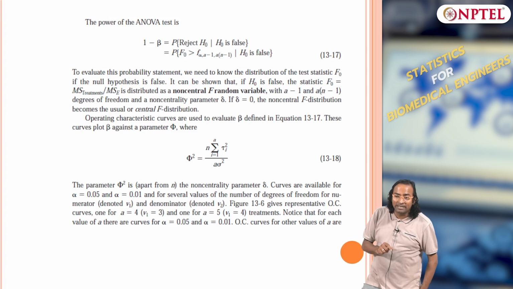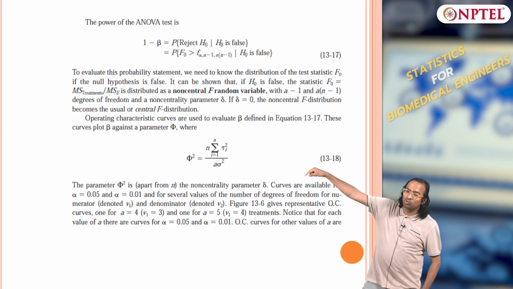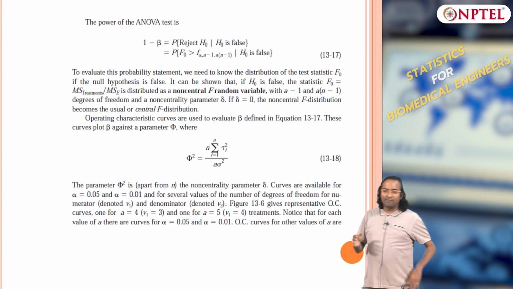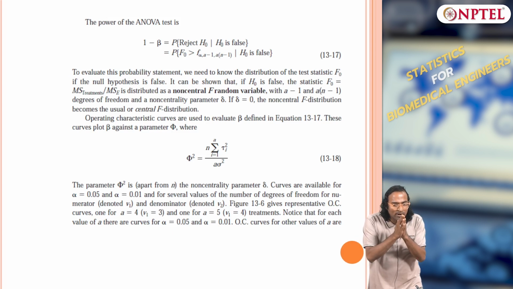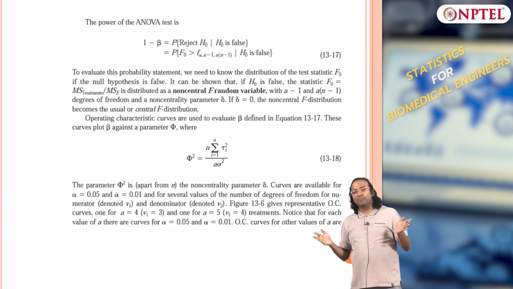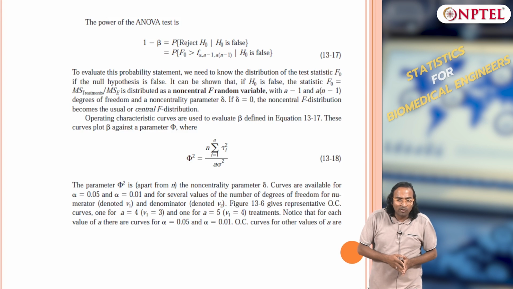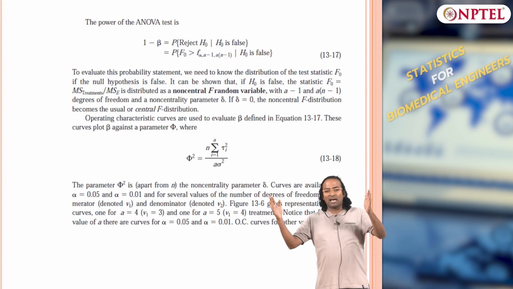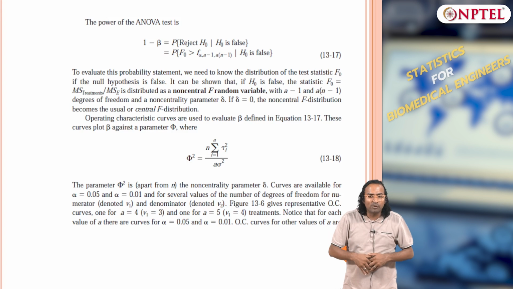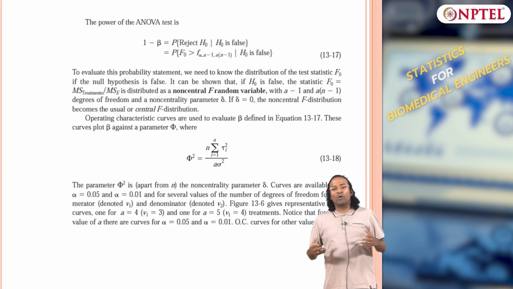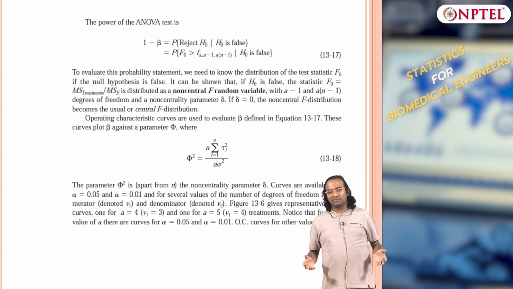To compute beta, you should know the truth. If you do not know the truth, you cannot compute beta, right. As we said, if the truth and your sample are closely overlapping, then beta will be high, power will be low. If the truth and the sample are far away, then the overlap will be lower, beta will be lower, 1 minus beta will be higher, right.